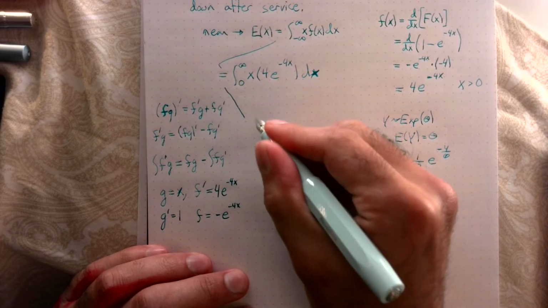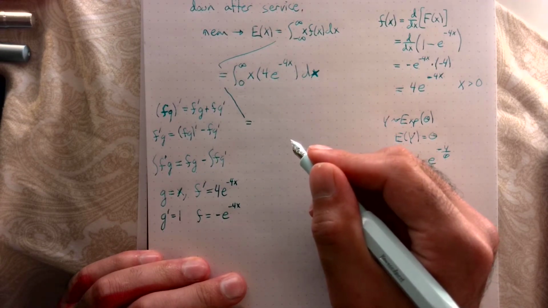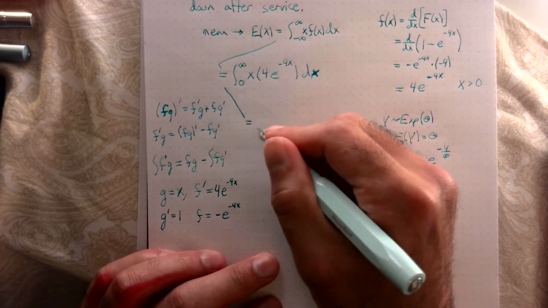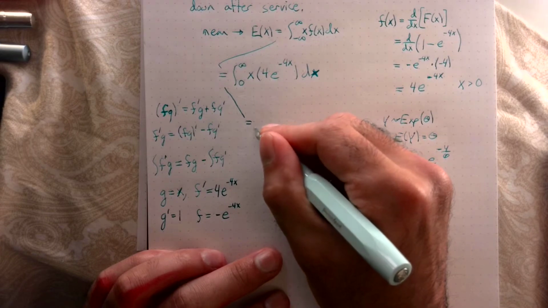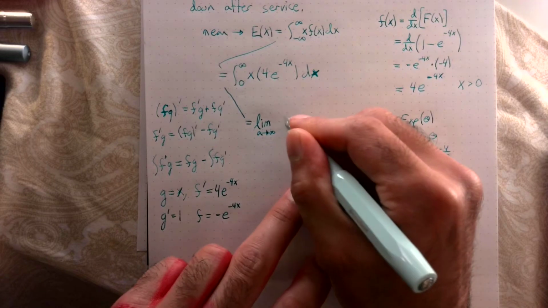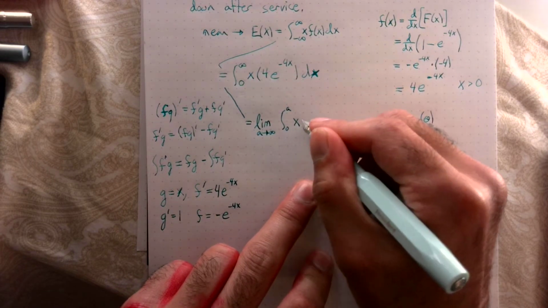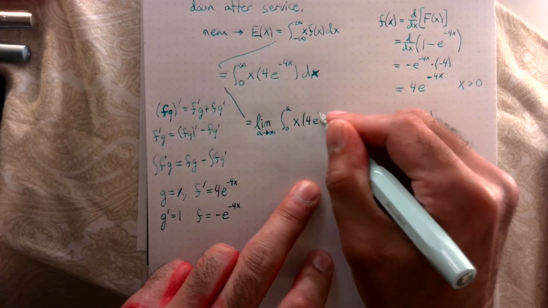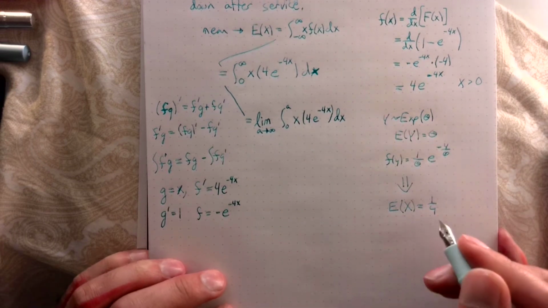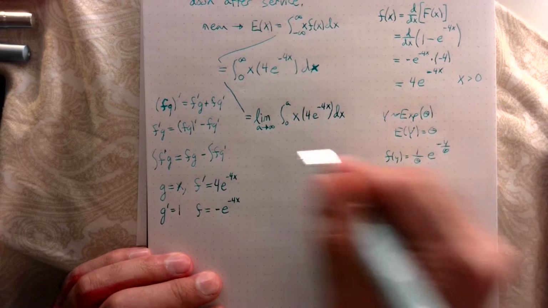So now what do we have? We have that this is going to be equal to, right, so we're going to have to do something first. So this is going to be equal to the limit as a goes to infinity of the integral from 0 to a of x times 4e to the minus 4x dx. So now we can use this integration by parts technique.